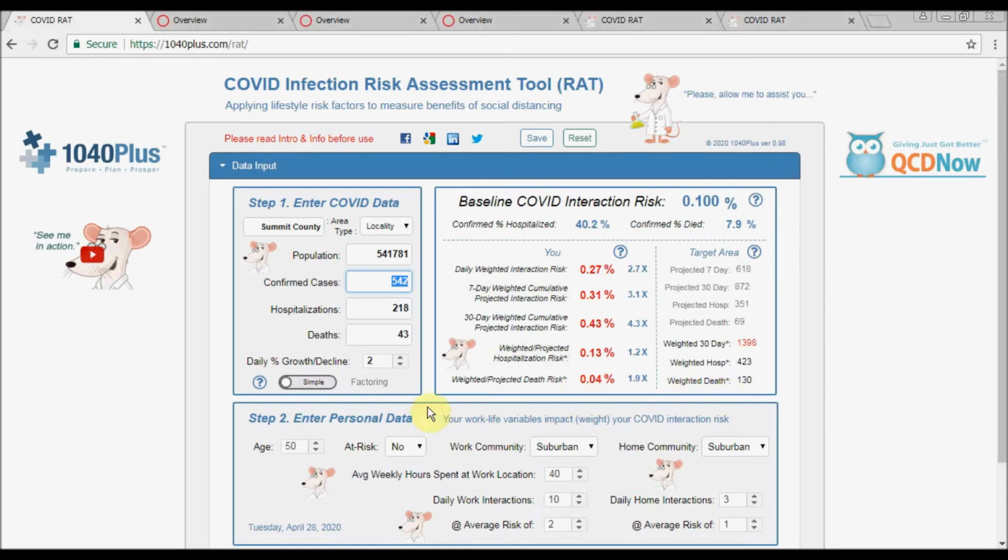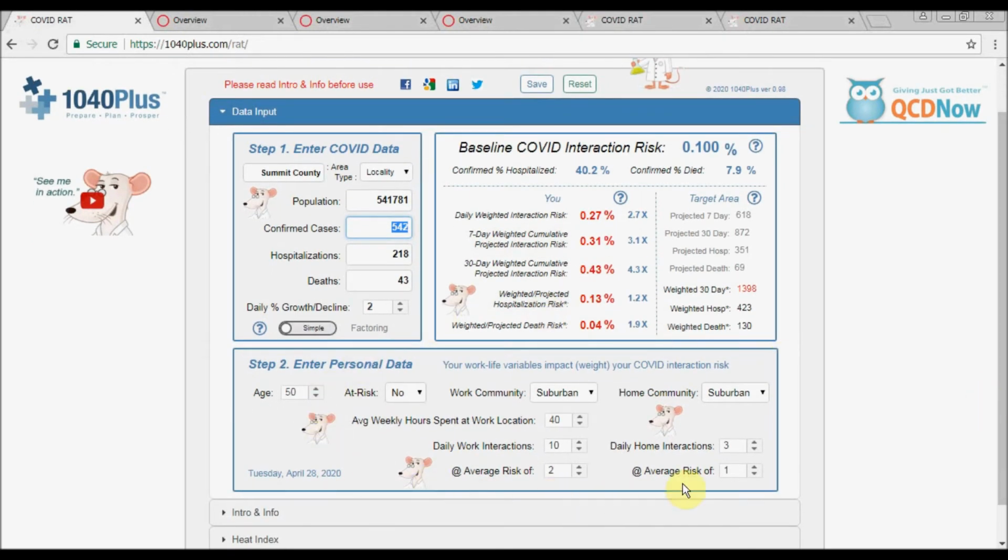Now, there are lifestyle variables and risk factors that will increase your odds, and that is, quite logically, the more people that you interact with, the greater the likelihood, or the greater the odds, that you're going to interact with an infected individual.